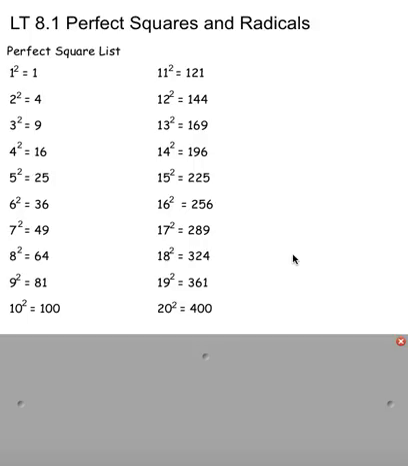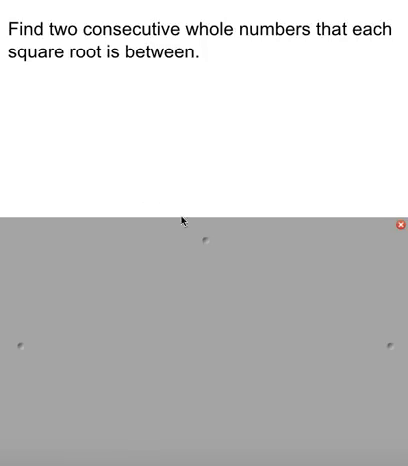And today, the last part talks about what to do with square roots or radicals when your numbers are not on this list, when they're not perfect squares. So I'm going to talk about when you have to do something like this. We'll be asked to find two consecutive whole numbers that each square root is between. And the reason they're asking for this is because these are not on our list.